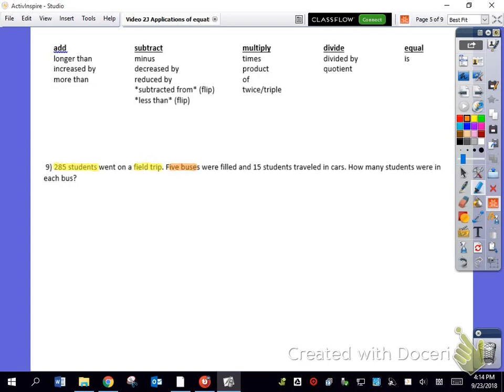5 buses were filled, and there were 15 that went in cars. How many students were in each bus? Now this is important, each bus. So that goes back with this one. So the each is the times, okay? So you're going to do 5 times b, and then plus 15.